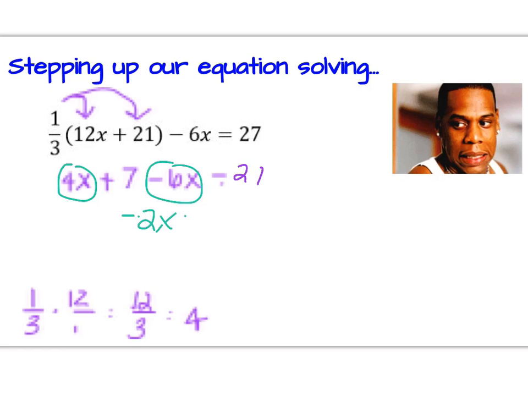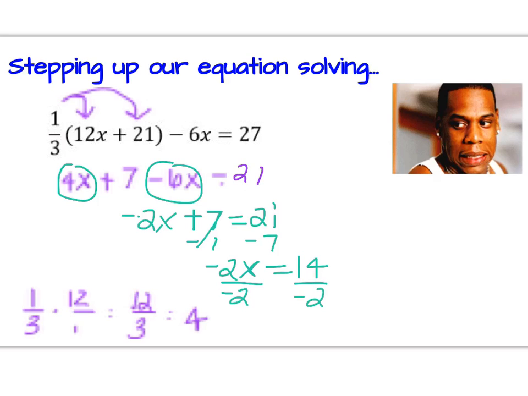Bring down my plus 7, and that's still going to all equal 21. I'm going to minus 7 on both sides. I get negative 2x equals 14. Divide both sides by negative 2, and I get x equals negative 7.